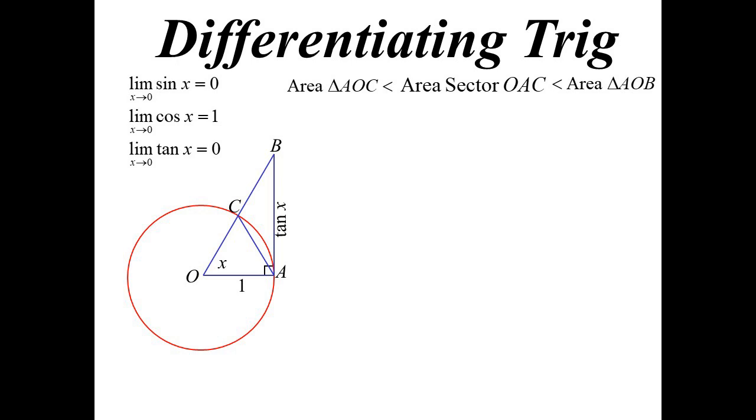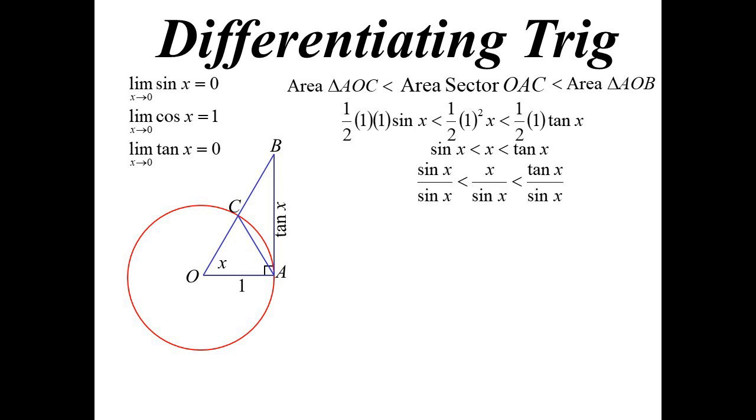Okay, well, let's work out these areas. Using our formula, the radius of our circle, conveniently I've made 1. So tidying that, I get that x must be in between sine x and tan x. So the actual angle in radians will always be in between the sine of that angle and the tan of that angle. I'm now going to divide everything by sine x.